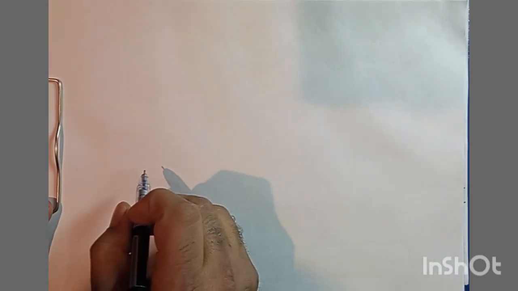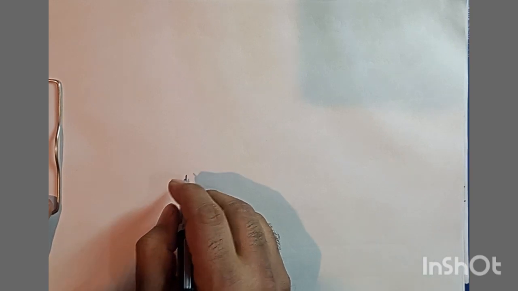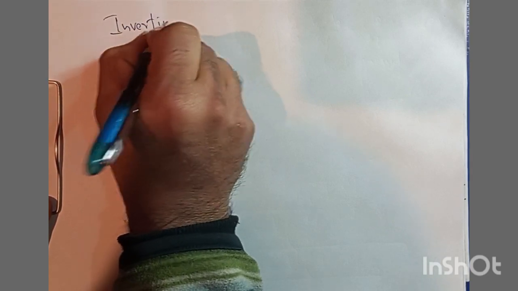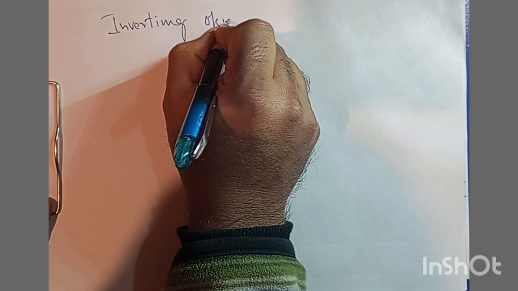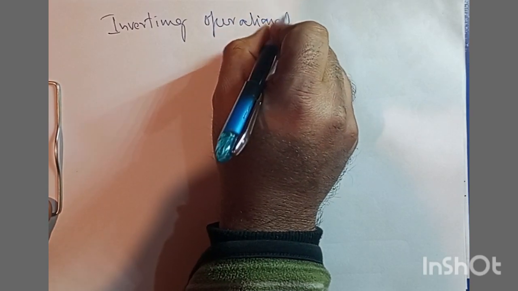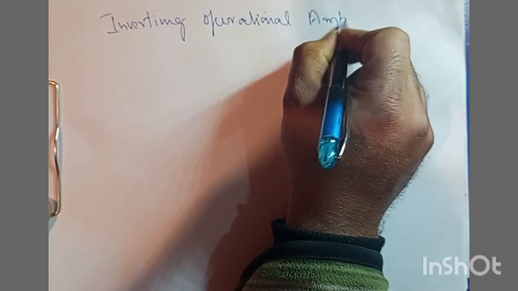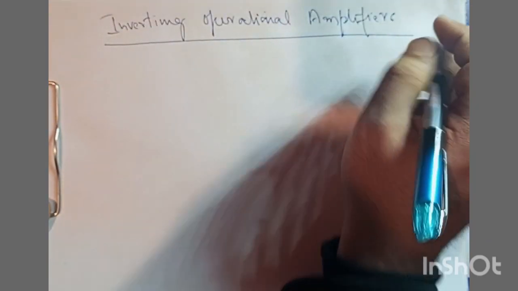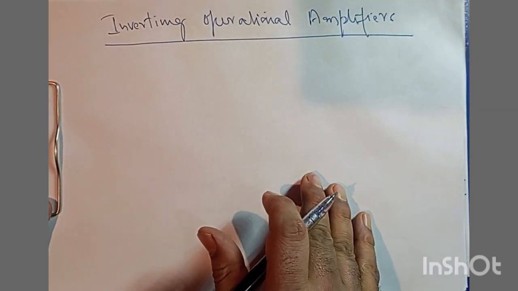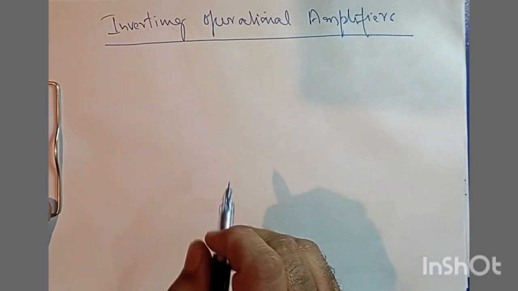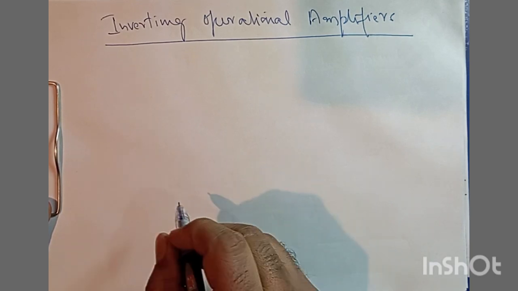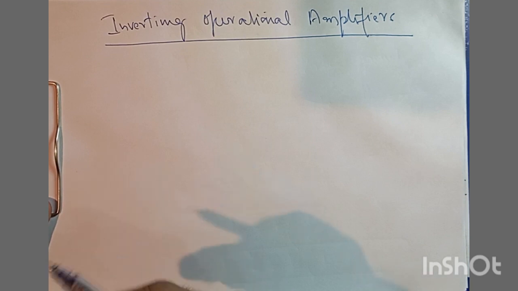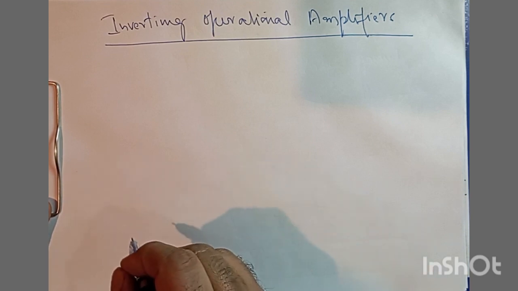So now, students, let's talk about the inverting operational amplifier. I have told you many a time that I have very bad handwriting, but still I'm trying to improve it. So, in the case of an inverting operational amplifier, the signal that we will subject it to goes to the negative terminal of the operational amplifier.